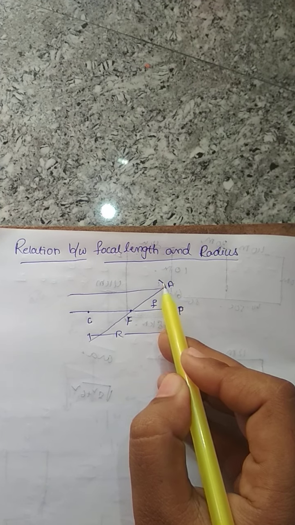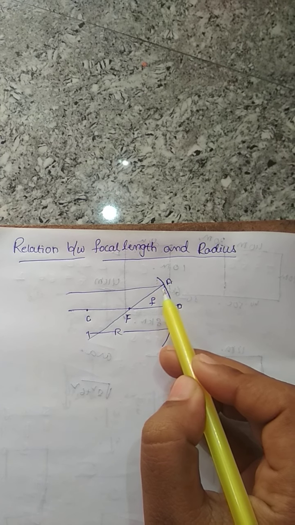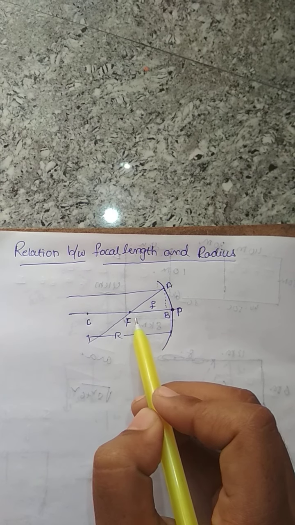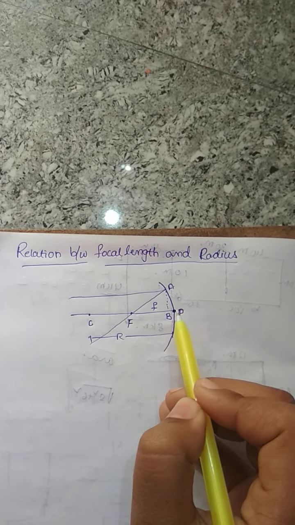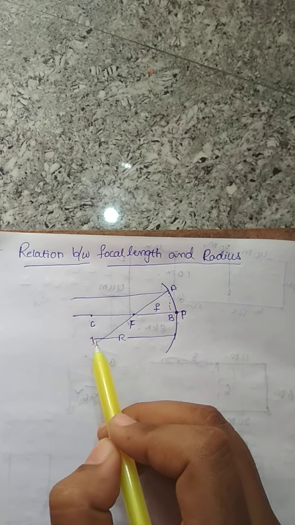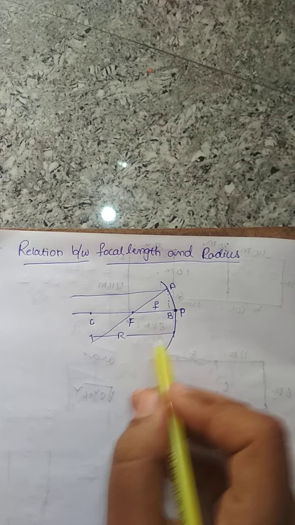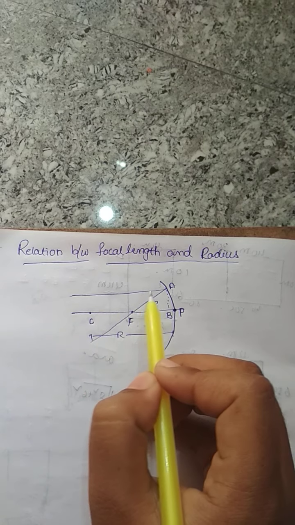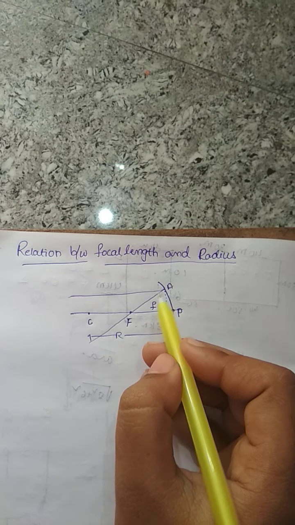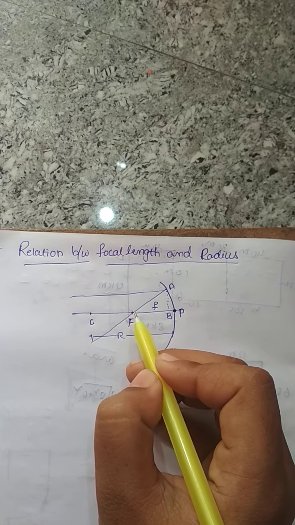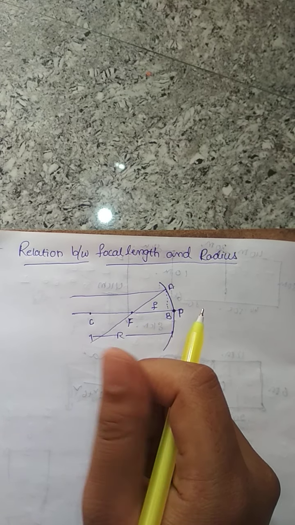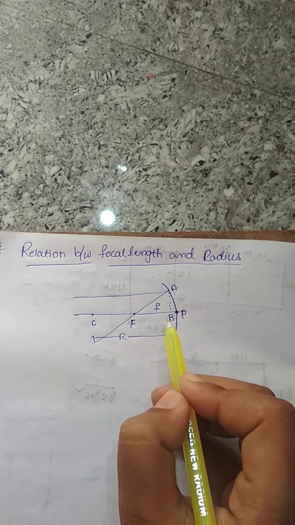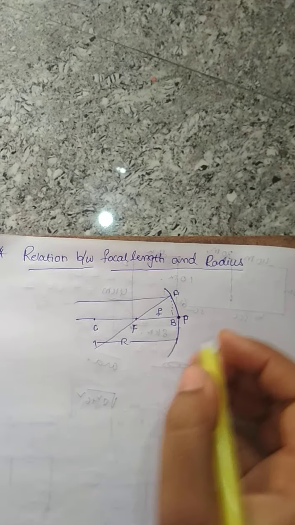Okay, so consider a concave mirror. So this is a reflecting surface. Here C is the center of curvature, F is the principal focus, and P is the pole. So R is the radius of the sphere. When a light ray is incident on the spherical mirror, it will reflect. So this is the principal focus. I already discussed this. Now I would like to find the relation between the focal length and radius of curvature.